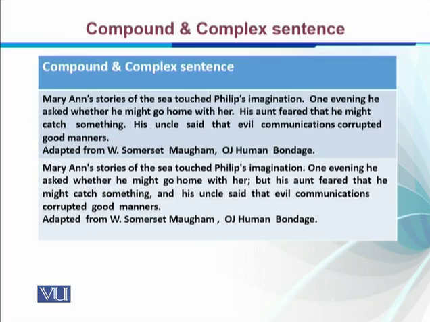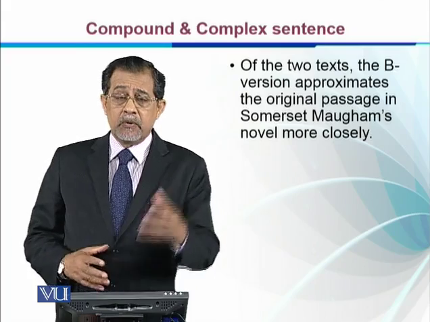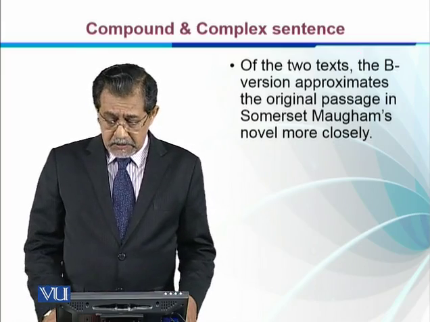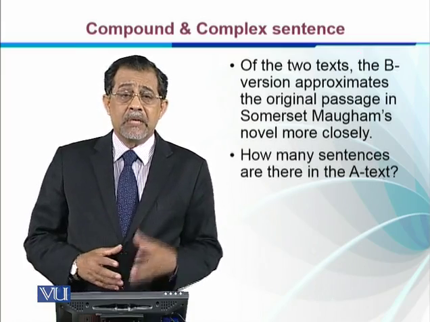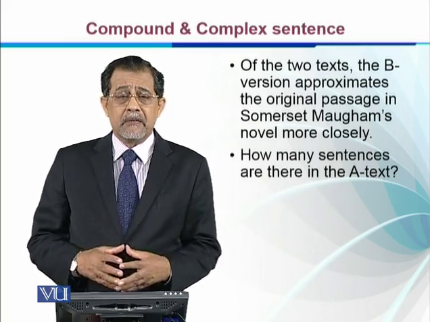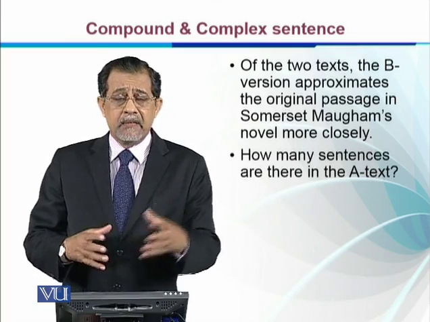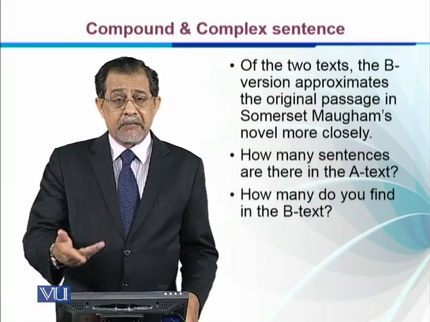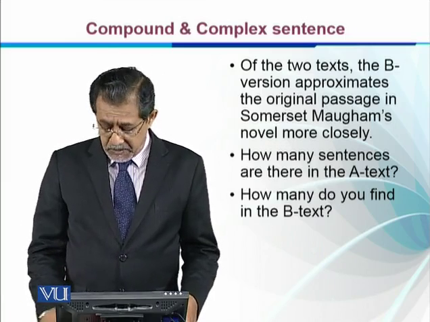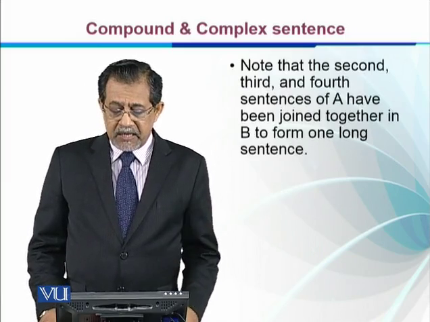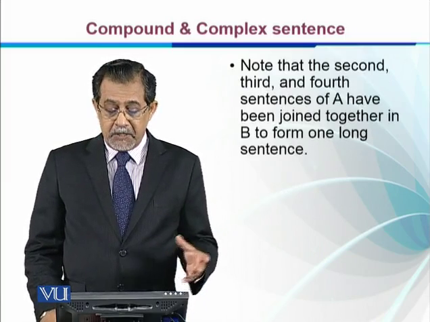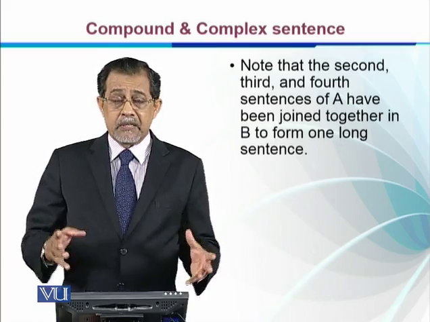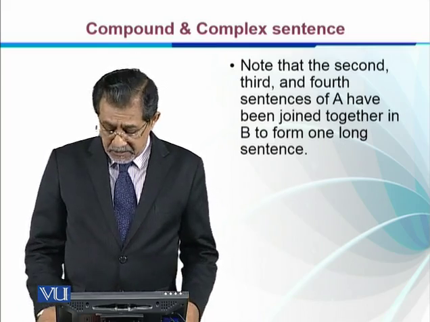Let's look at this aspect. The B version is closer to the original text of the novel. If we count the sentences, we'll find that text A has more sentences than text B, which has fewer. Note that the second, third and fourth sentences of A have been joined together in B to form one long sentence. So three sentences form one sentence in text B.